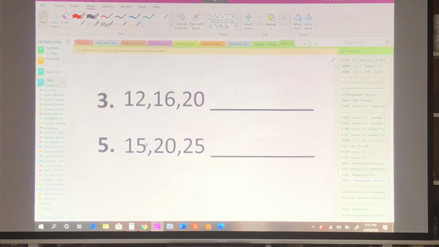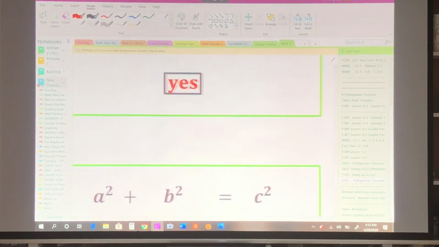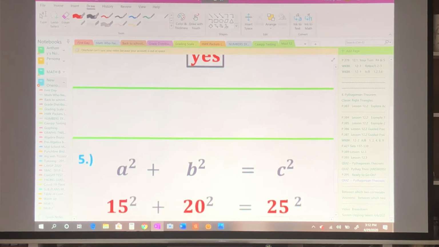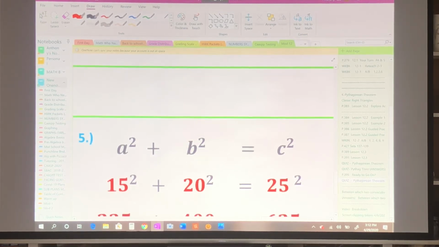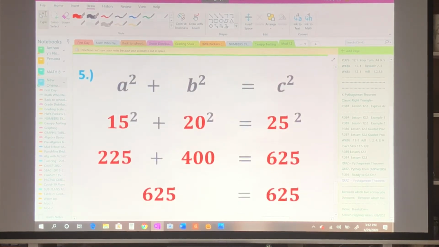For number 5, 15, 20, 25. That looks like a multiple of a 3, 4, 5. Multiply 3 times 5, 4 times 5, and 5 times 5. I would say yes, just looking at that. It's a multiple of a classic 3, 4, 5 right triangle. Let's find out if I'm right or wrong. Okay, plug in the numbers. 15, 20, and 25. 15 squared is 225. 20 squared is 400. 25 squared equals 625. Add them up. Left side equals the right side.